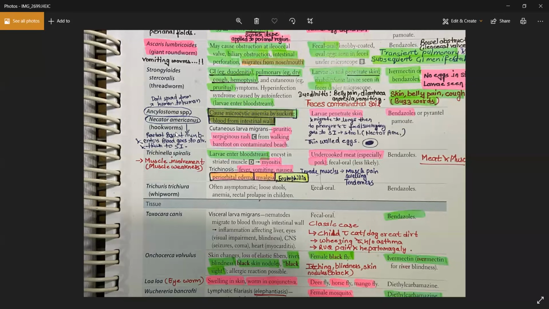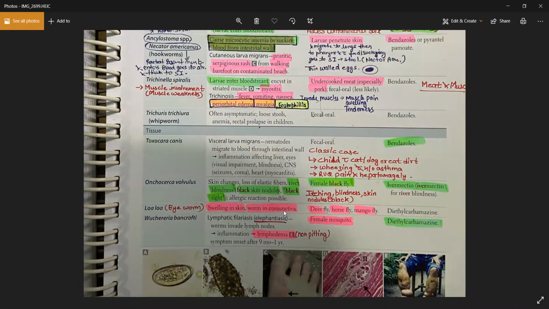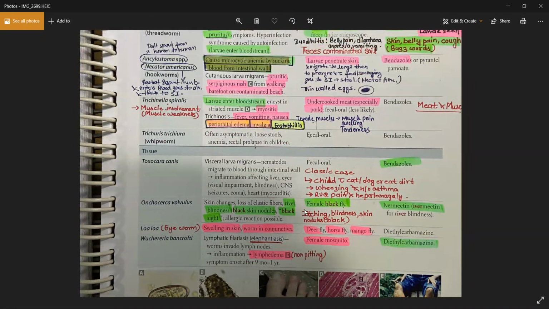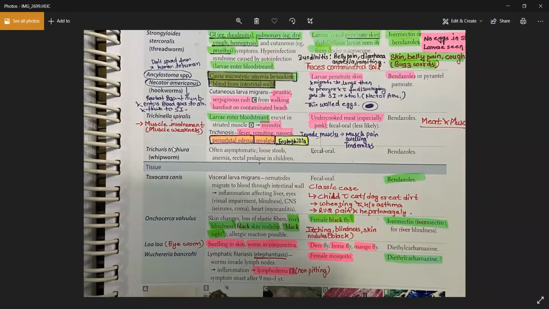Necator and Ancylostoma. You also get the infection by walking barefoot on the beach, or might be getting into contact with the human feces contaminated soil by any means. And you have these thin-walled eggs in them. Very important, the thin-walled eggs. And again, the treatment is the albendazole or any bendazoles.